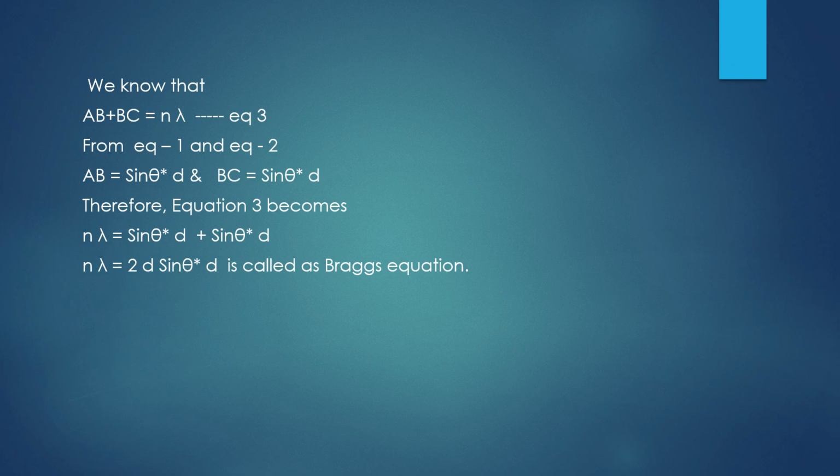Here, n is the order of reflection, which is an integer and its values are 1, 2 and 3. Lambda is the wavelength of the X-rays. d is the distance between the two atomic layers. Theta is the angle between the X-rays and the atomic layer.